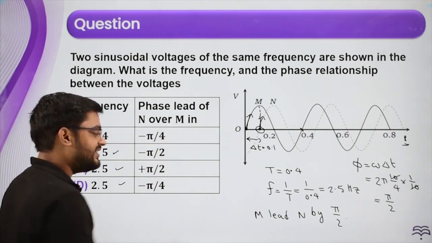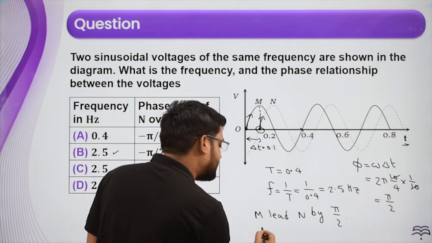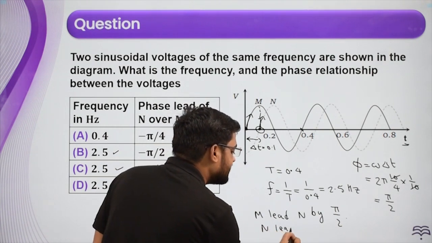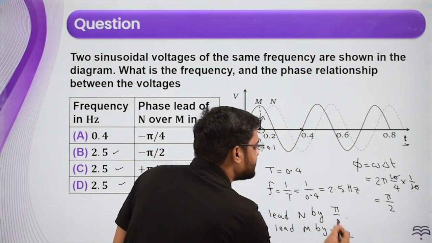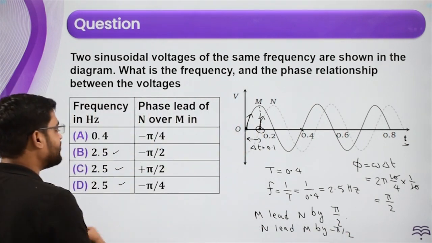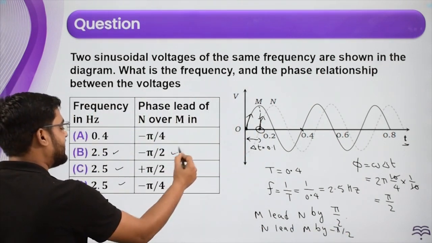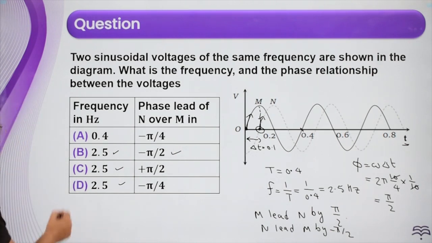And now they are asking the phase lead of n over m. So n is not leading, n is lagging. So we'll write that n leads m by negative pi by 2. I am just changing this sign. So the answer is going to be negative pi by 2. So 2.5 and negative pi by 2. So the answer is going to be B. B is the correct answer.